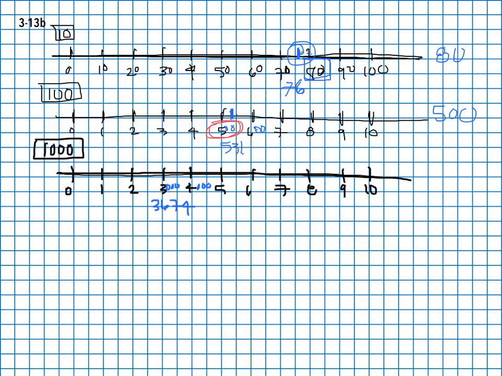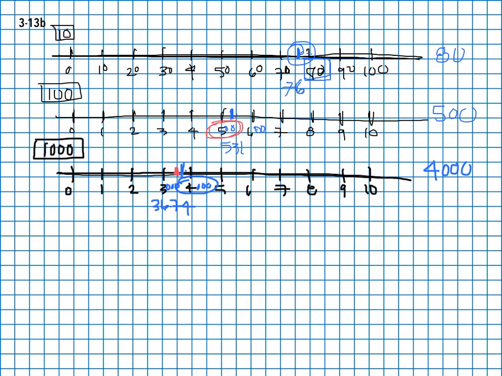Now, this right here is going to be 3,500. So 3,600 is going to be closer to here. And the question is, is it closer to the 3,000 mark, or is it closer to 4,000? Well, hopefully you see it's closer to 4,000. So 4,000 is our answer. 3,674, when rounded to the nearest thousand, is 4,000.